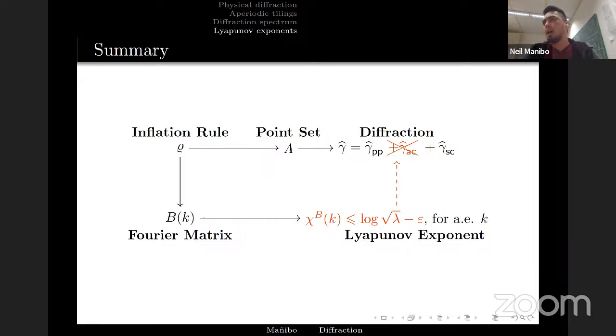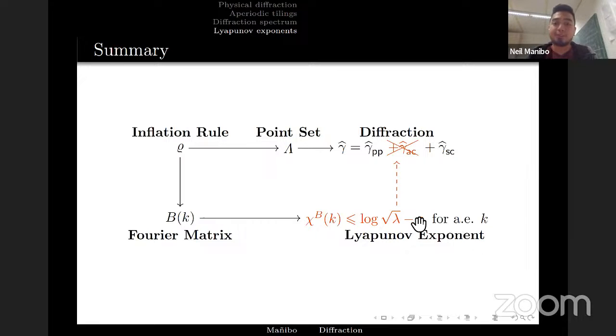For example, it's still open whether, if lambda is irrational, it can contain an absolutely continuous component. So every substitution we know for which this is non-trivial has lambda being an integer. So we don't know of an example yet where lambda is irrational and this is non-trivial. So that's one of the open questions.